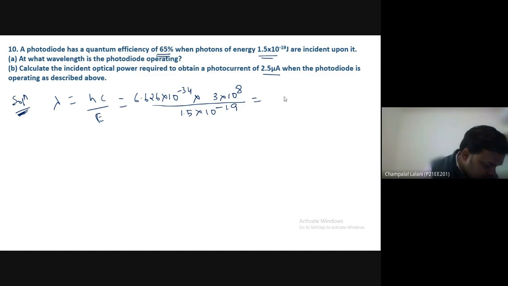It's like megahertz. See, it is wavelength. How can it be in megahertz? Please check your answer. This is wavelength. We will get the wavelength as 1.32 micrometers.